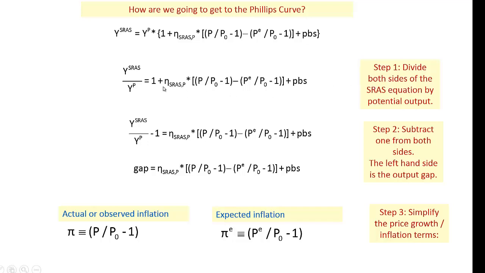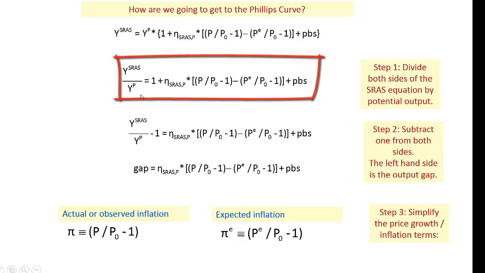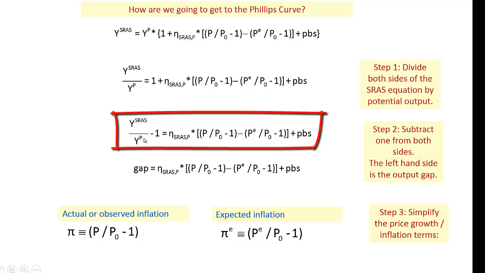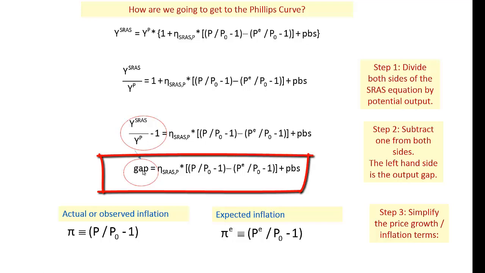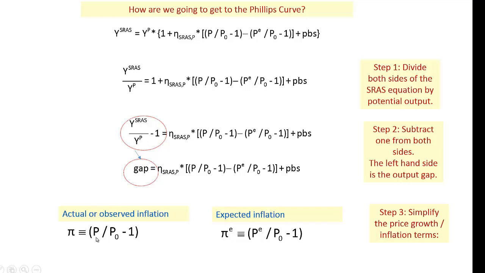Now our first step is we're going to divide both sides by potential output. So you see we're getting rid of that here. Our second step is we're going to subtract 1 from both sides. That means we're going to get the output gap on the left-hand side. Now our third step is just to simplify our inflation terms. So the current price level over the initial price level is equal to inflation. The expected prices over the current price level minus 1 is expected inflation.